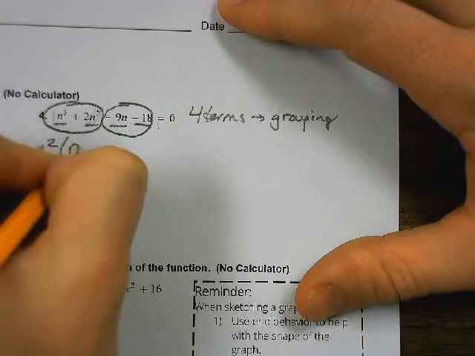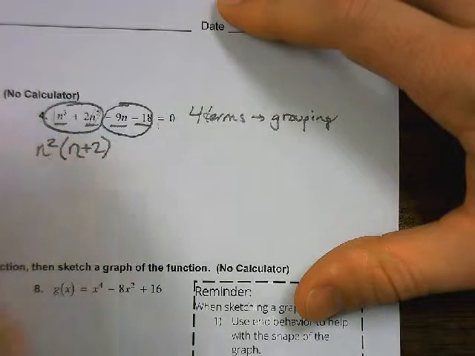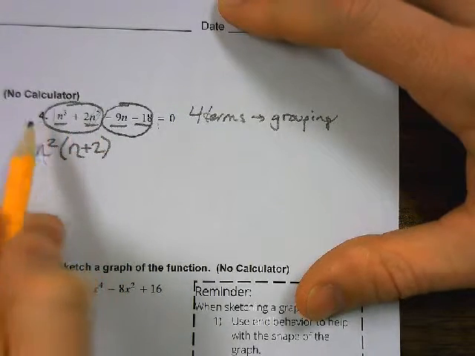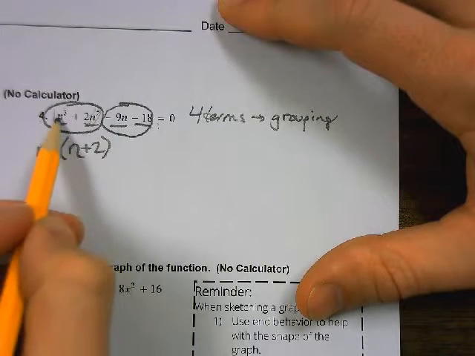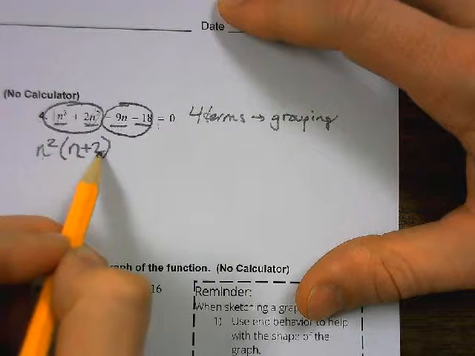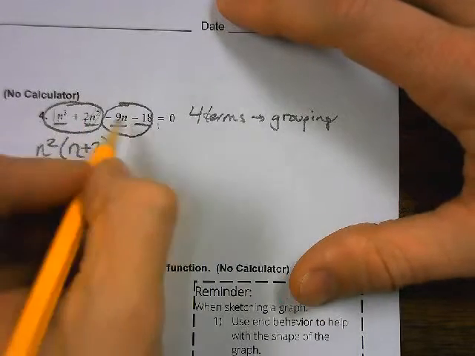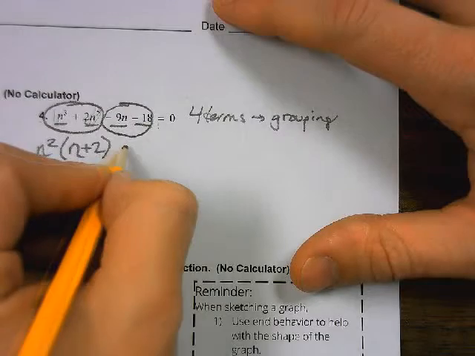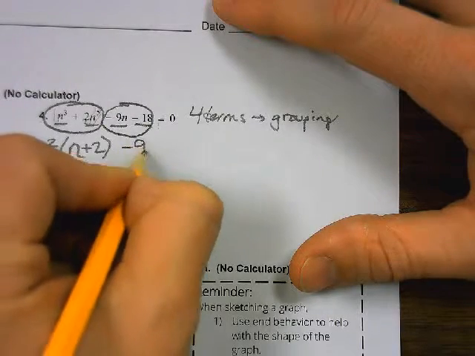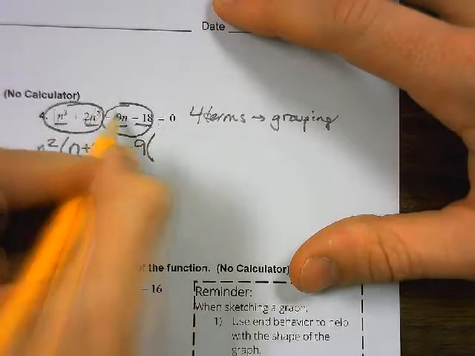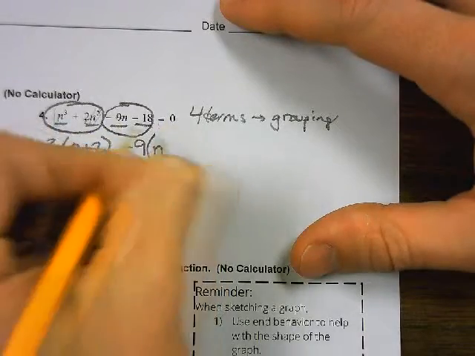Let's check and make sure that we haven't made any errors. N squared times n is n cubed. N squared times 2 is 2n squared. Now over here, I know that I can take out a negative 9. I could divide by negative 9. That's going to give me n, and then a positive 2.